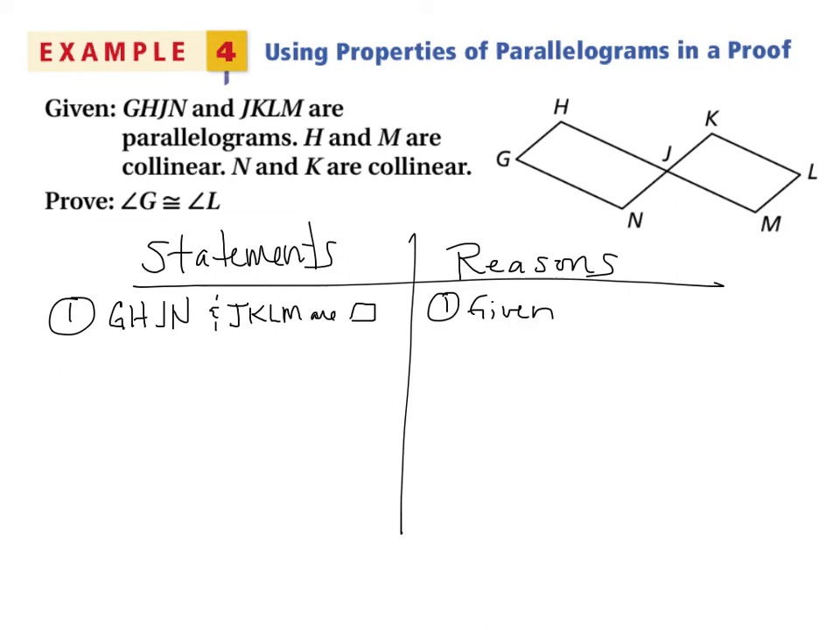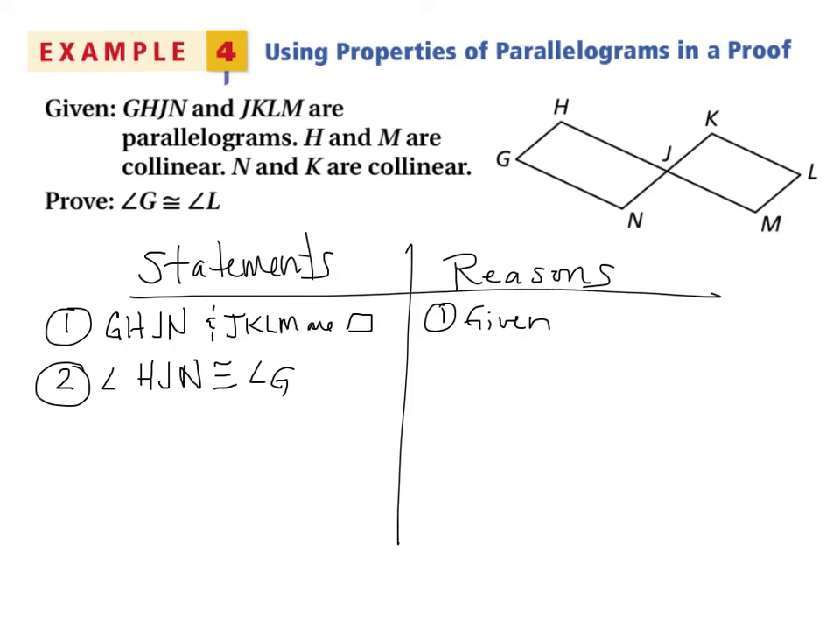Now, what do you think we're going to have to do here in order to prove angle G is congruent to angle L? We'd probably have to go straight across, and since we know opposite angles are congruent, we can work our way across to angle L. So number 2, we're going to write that angle HJN is congruent to angle G.